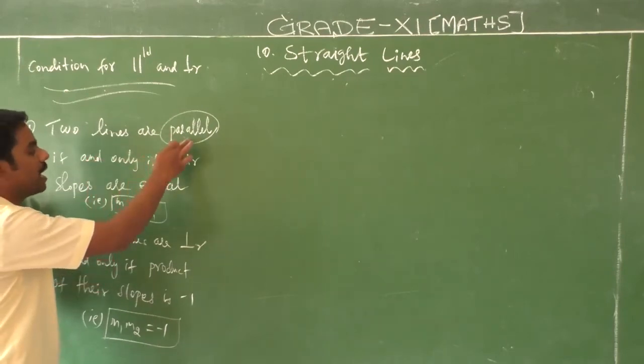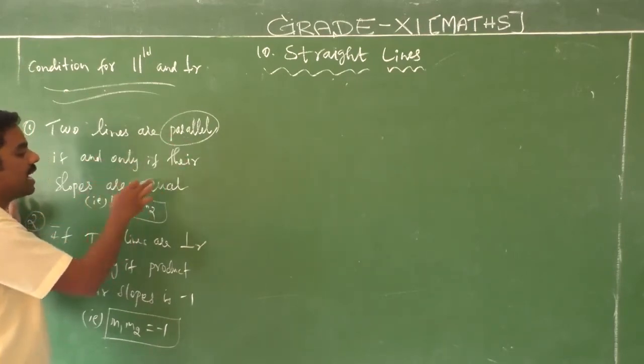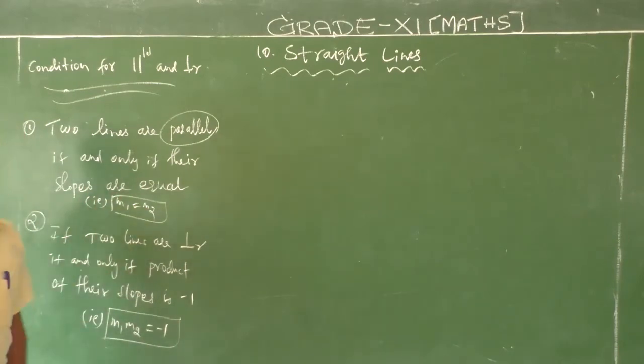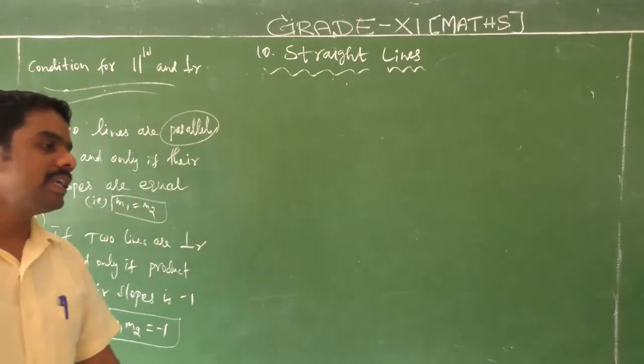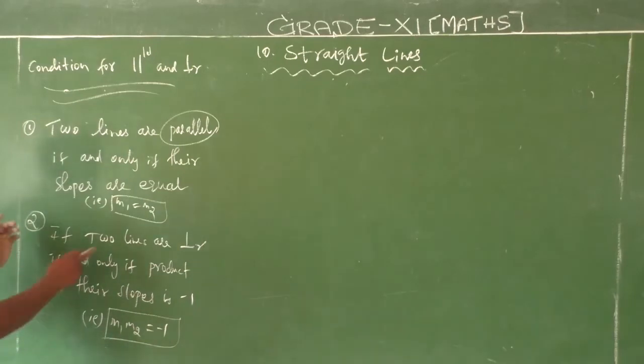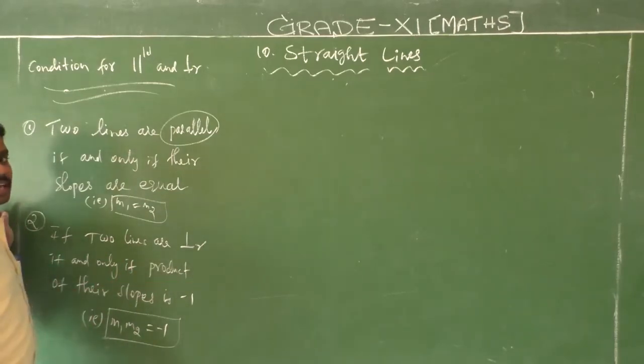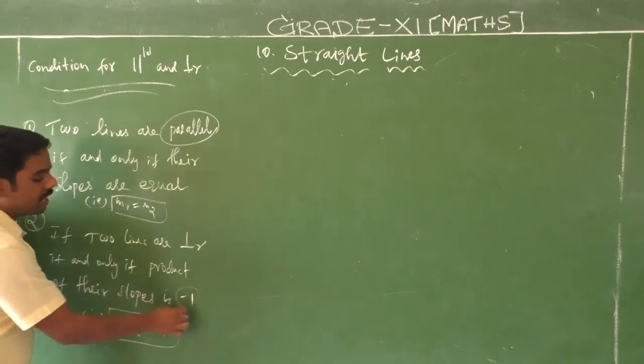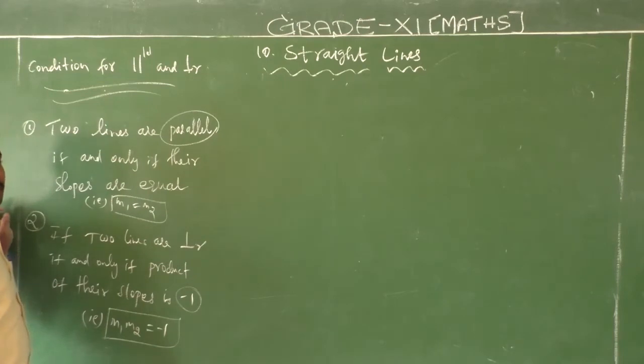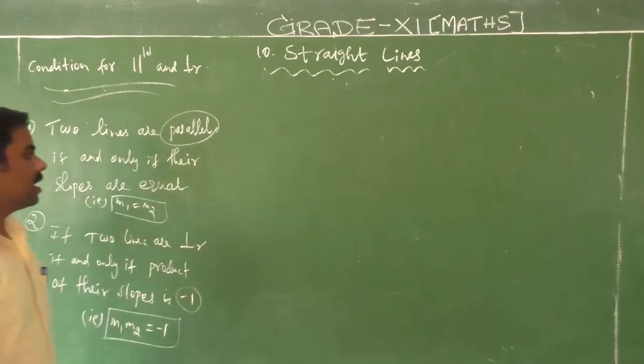Then two lines are parallel if and only if their slopes are equal, that is m1 equal to m2. This is the first point. And the second point: two lines are perpendicular if and only if the product of their slopes is minus 1. That is m1 into m2 is equal to minus 1. m1 is the slope of the first line and m2 is the slope of the second line.